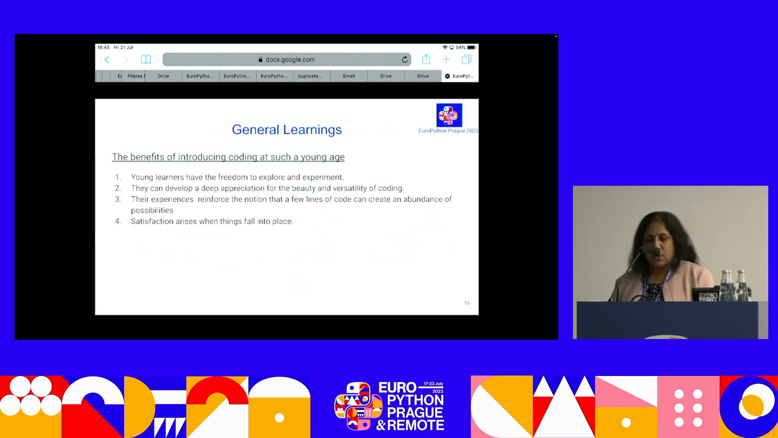So, general learnings. Throughout this journey, I have learned that often all it takes is an introduction to ignite the spark of curiosity within individuals. And once their minds are open to the possibilities, they are eager to forge their own paths of exploration and discovery. And the benefits of introducing coding at such a young age are manifold. Not only do young learners have the freedom to explore and experiment, and remember, they don't have an upcoming external examination imminently, so this gives them a lot of freedom to experiment, but they also develop a deep appreciation for the beauty and the versatility of coding. And their experience has reinforced the notion that a few lines of code can create an abundance of possibilities and that satisfaction arises when things fall into place.